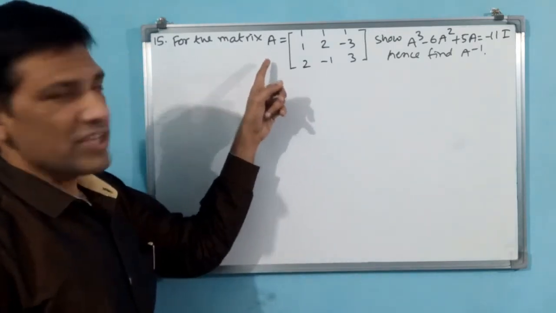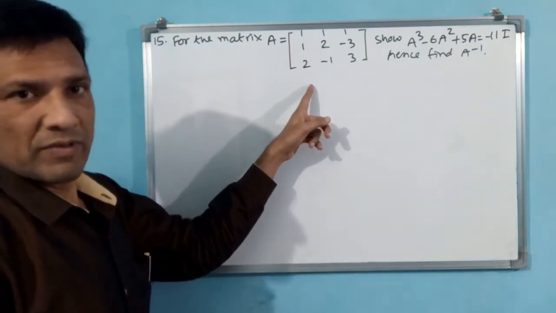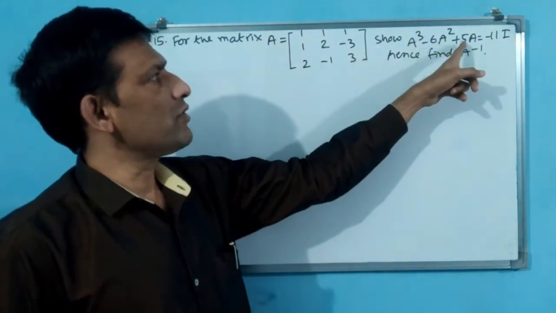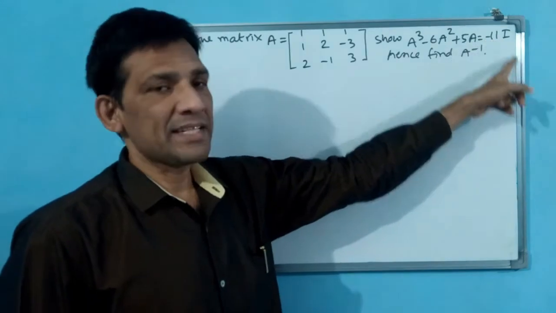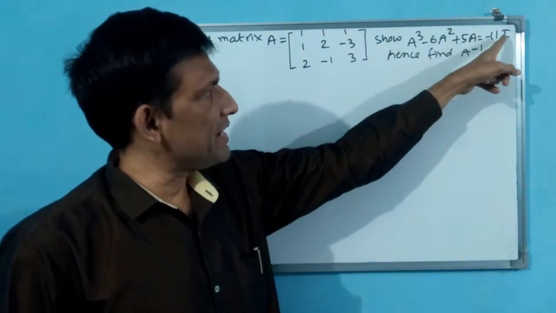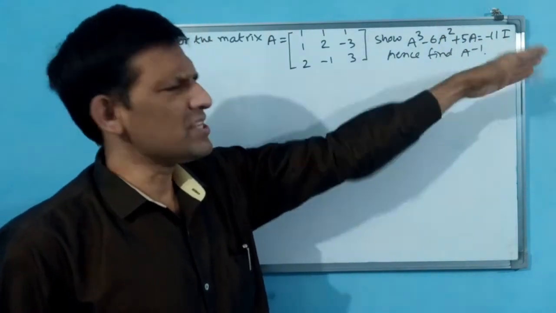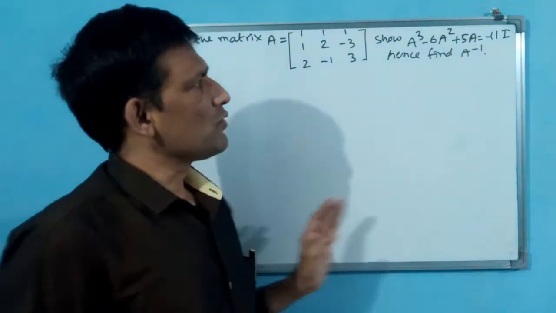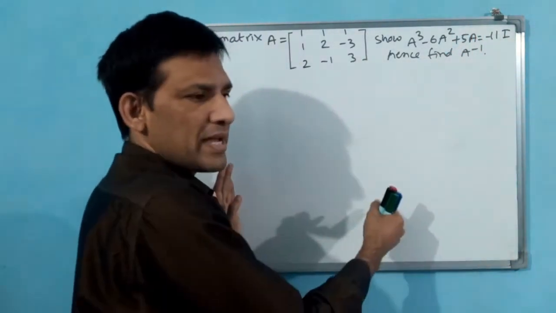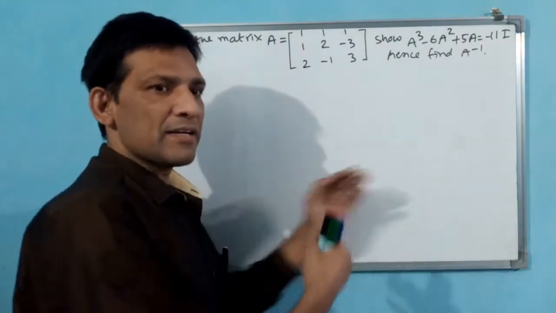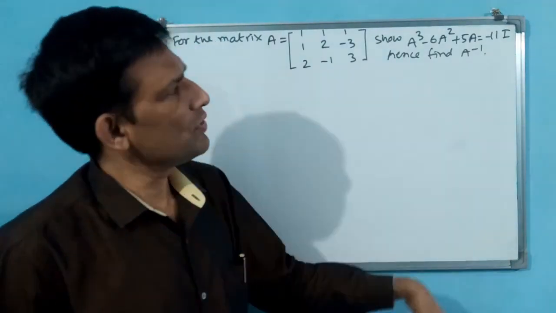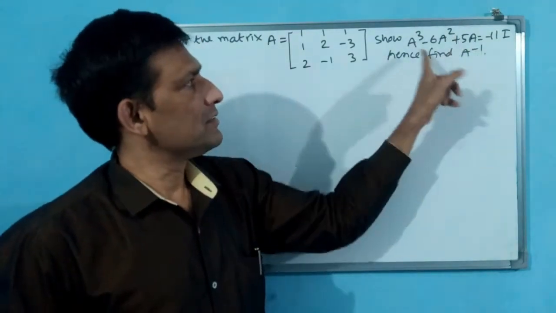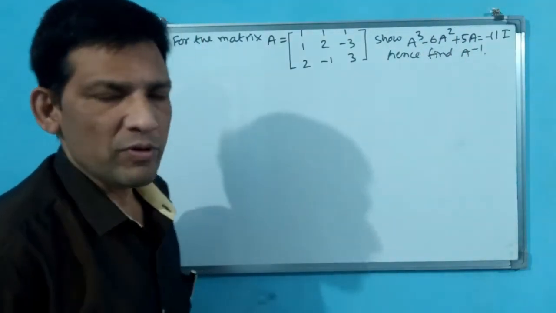For the 3 by 3 matrix A they have given, show that A cube minus 6A square plus 5A plus 11I is equal to O. Actually, they have given plus 11A is equal to O, but I have changed this. Why? Rather than adding minus 11A and plus 11A to make 0, you can directly make it minus 11A. Hence find A inverse, based on this equation only.